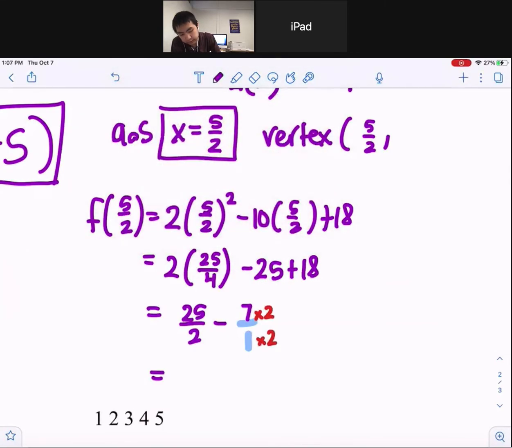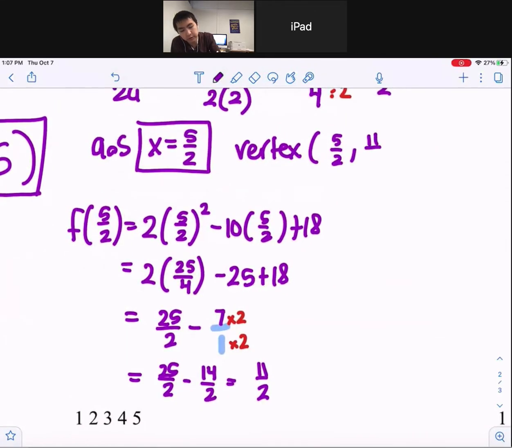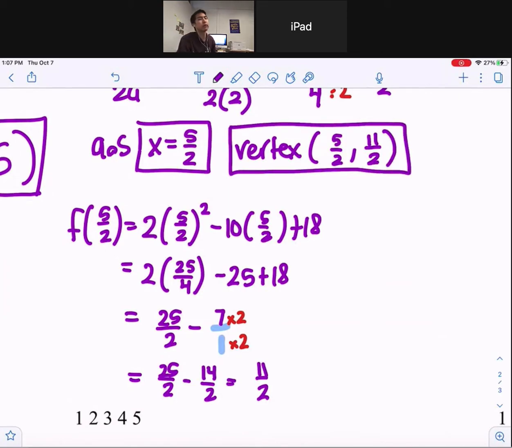So you guys are going to get 25 over 2 minus 14 over 2, and that simplifies to 11 over 2. So that is the y coordinate of your vertex. A doozy of a problem, but again, you won't have homework on this, and this will not pop up on your dojos either.